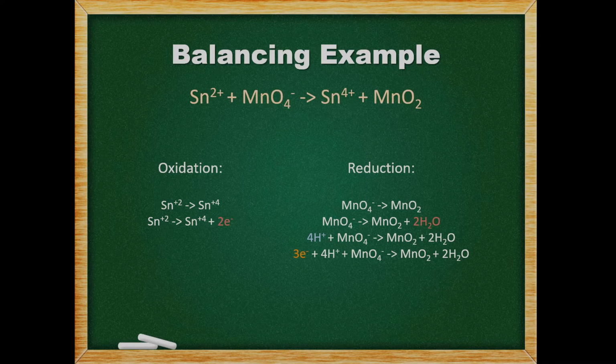Now we can move down to the hydrogen. By adding 2 water molecules, we have added 4 hydrogen atoms to the product side. So we must balance that by adding 4 hydrogen ions to the reactant side. Finally, the charge. The products have a charge of 0 and the reactants have a charge of +3. So we must add 3 electrons to the reactant side, since it is the most positive side.